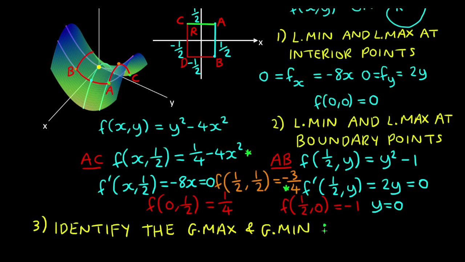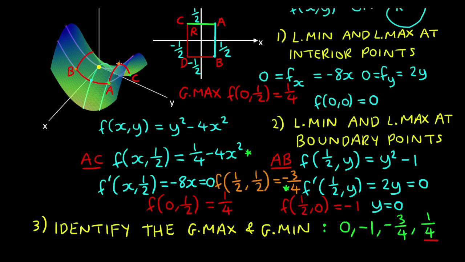So these candidates are where z is equal to 0, -1, -3/4, and 1/4. So the global maximum is 1/4, and this occurs at x equals 0 and y is equal to 1/2. So that would be over here.